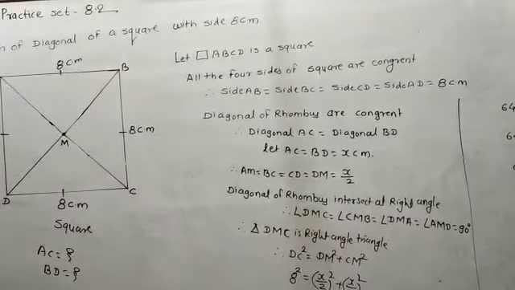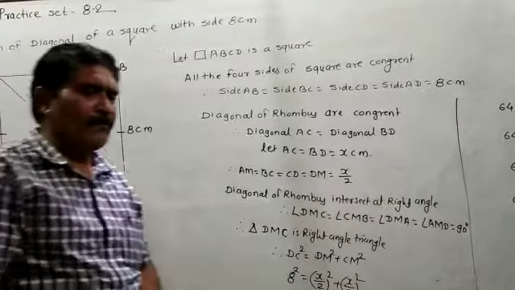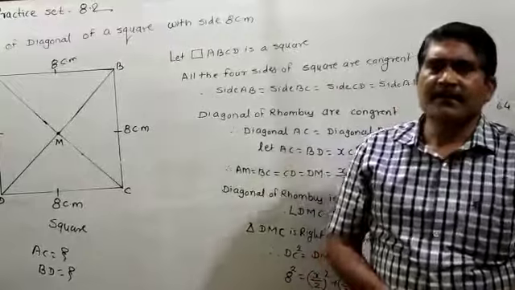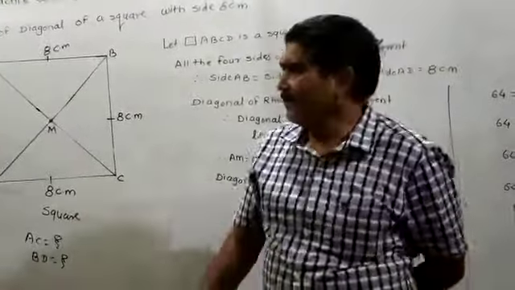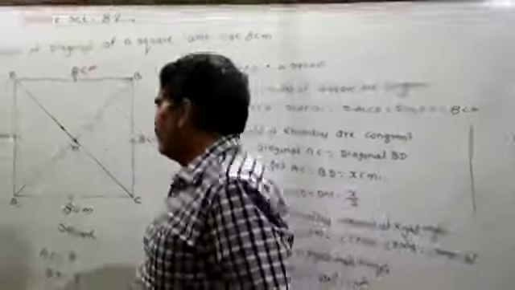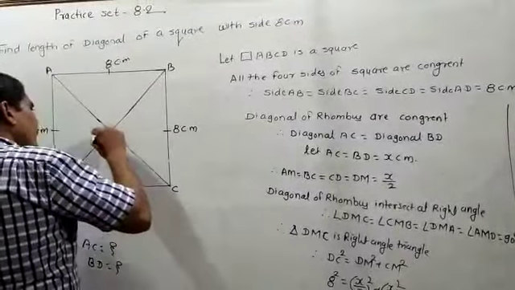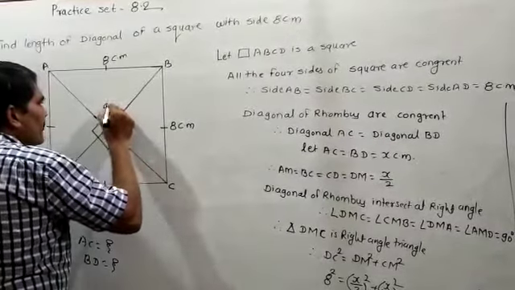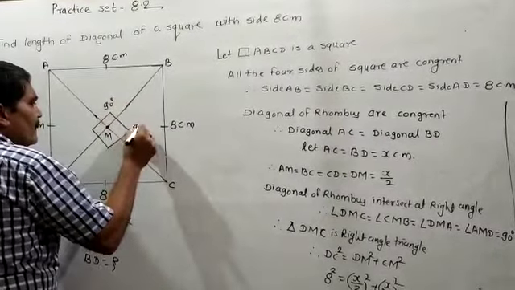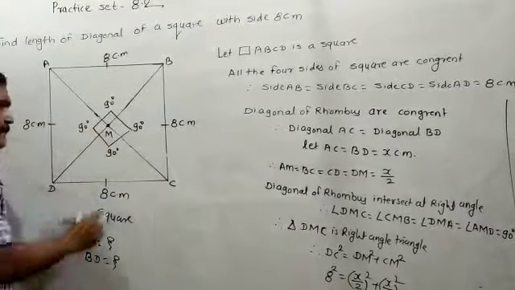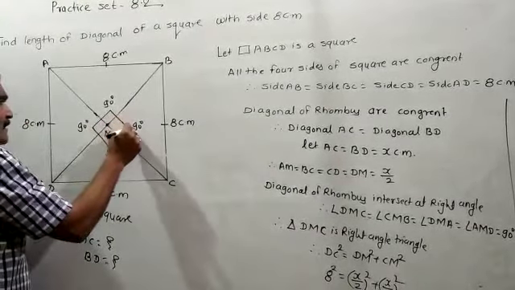Friends, we already learnt about the properties of the square. Which are the properties of the square? The first property related to the diagonals is that the diagonals of the square are congruent. Then the diagonals of the square intersect at right angle. Here a right angle will form. This one is 90 degree, this one is also 90 degree, this one is also 90 degree, and this one is also 90 degree. Means the diagonals of the square intersect at right angle.